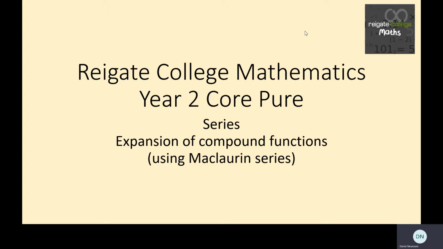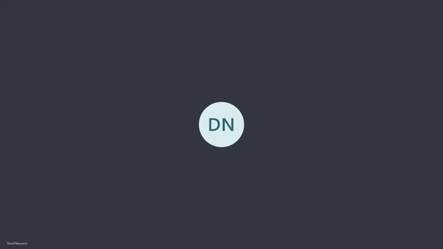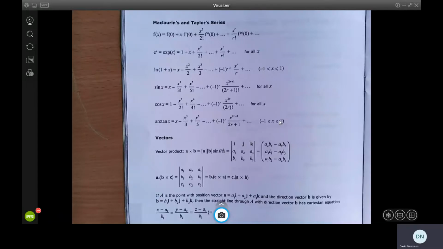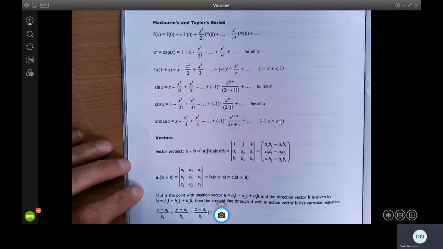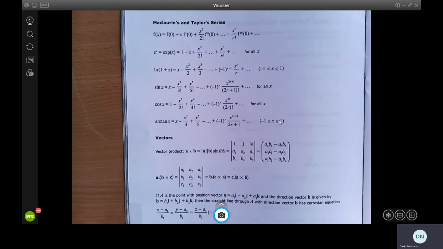So we'll switch to the visualizer and I can show you what we mean by that. So here is the formula book. It's very important to get to know where these things are in the formula book. These expansions for Maclaurin's and Taylor's series are in two places actually. They're in the AS further maths section, but here I've got them on page 18 of the formula book in the A-level section. You can use them from either place, of course.